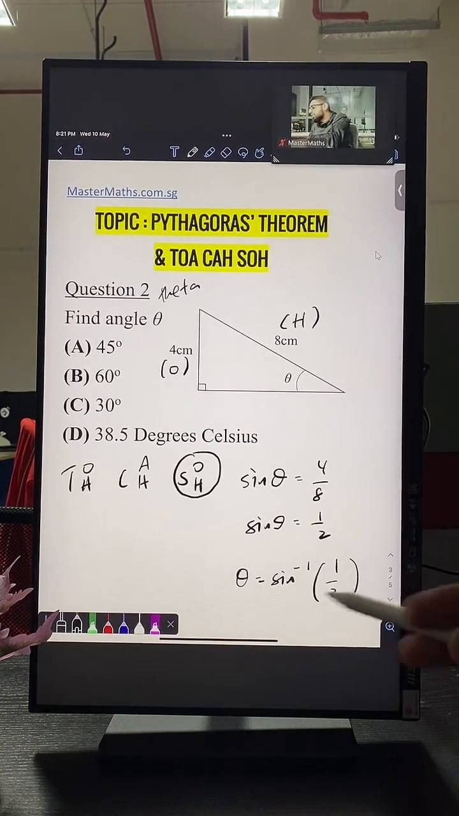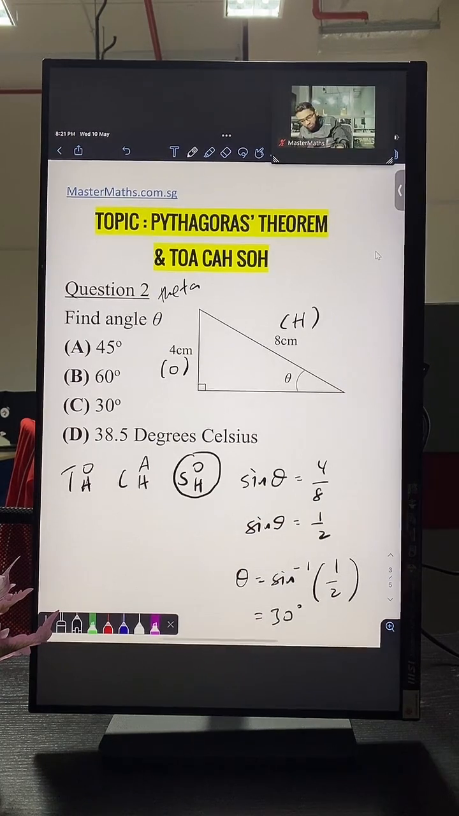So when you do a sine inverse of half, guys, press your calculator now. Look for that sine inverse button. And this, my friends, will give you 30 degrees. Answer for this question is option C.